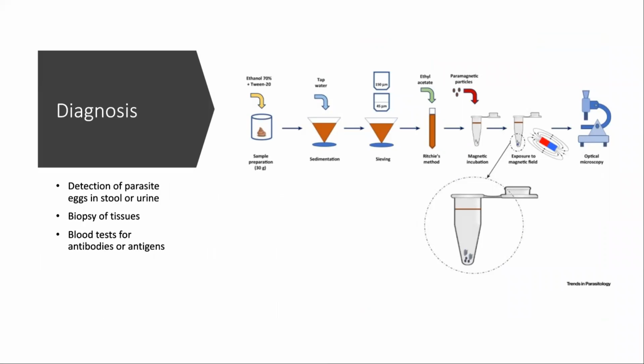Another test that they do is just like the other one. This one was for urine, but this one is for feces. So this is what they're going to do to detect any parasitic particles in your feces. And this is how they can confirm that you do have parasites living in you.